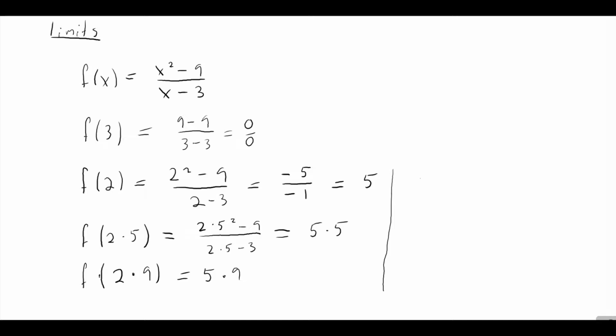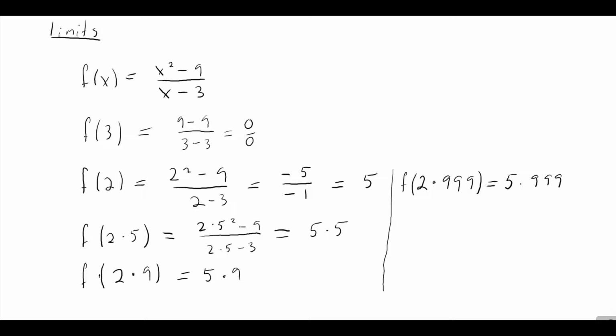And if we try f of 2.9, we'll go really, really close to 3 this time. So very close to, but not getting exactly there. We'll end up getting 5.999. So you can see that this is approaching.